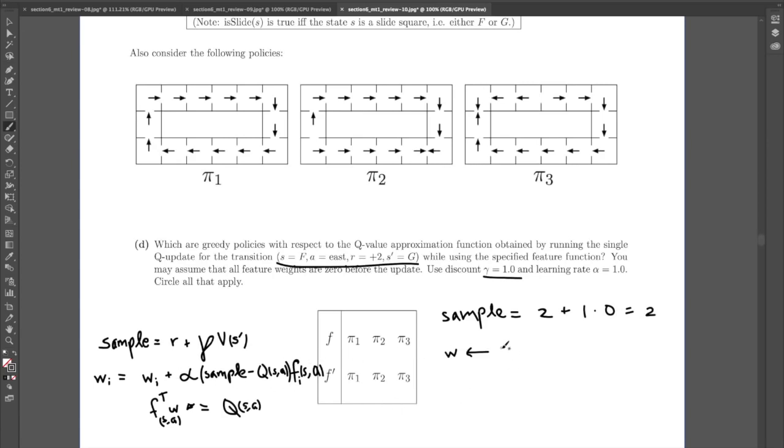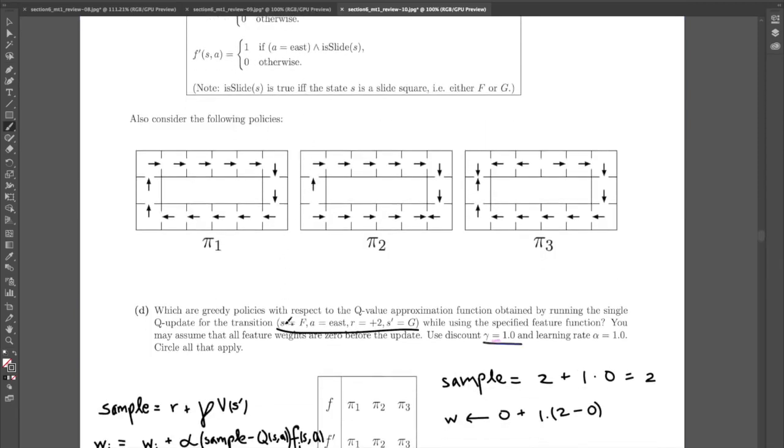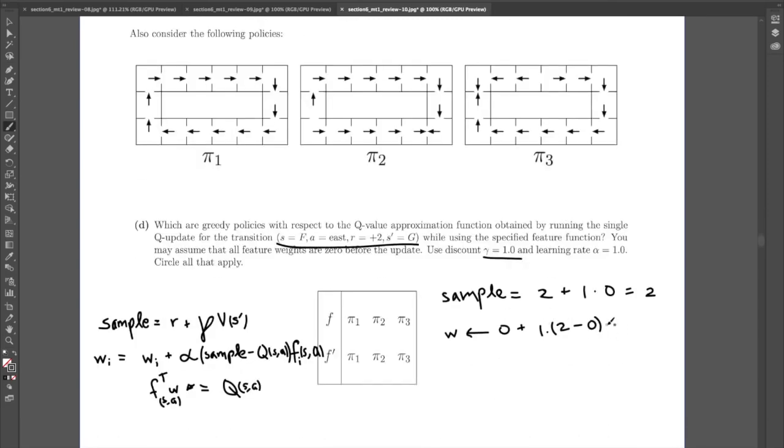What's the weight update? Well, it gets assigned to the old value 0 plus alpha is 1, sample value is 2. You subtract the old Q value, which was 0 because we are told that the weights were initially 0. This times the function value. Okay, so here's where we actually are using the function. The function is 1 if A is equal to east and 0 otherwise. We're evaluating this on S, A, which is F, east, and east does in fact satisfy this condition, which means the function value is equal to 1, right? Which is equal to 2. So we have that after this one transition, the weight has been updated to 2.